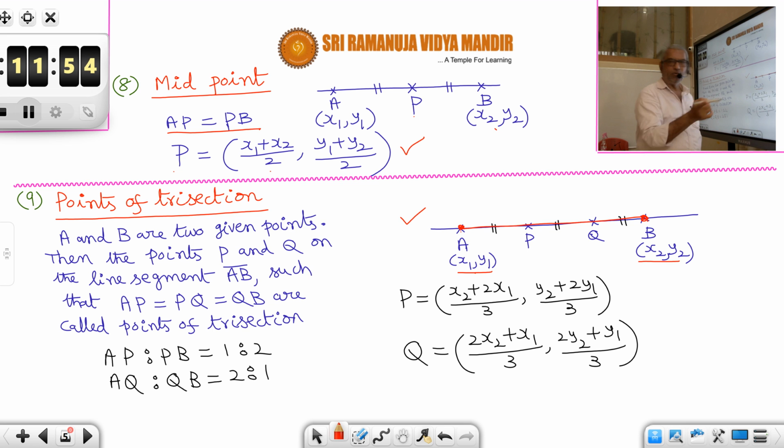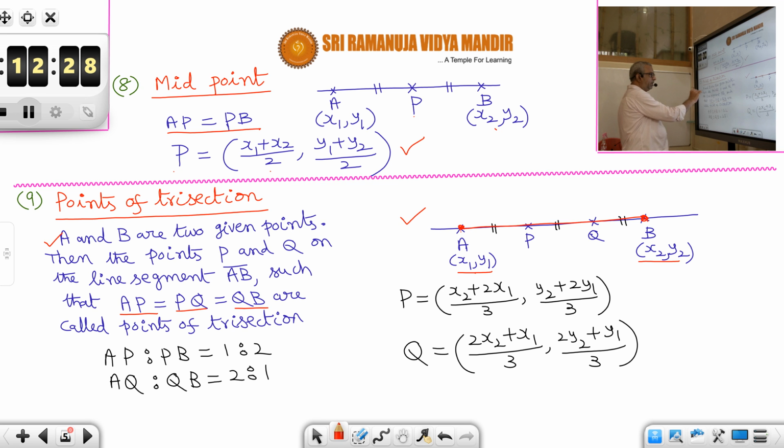So a line segment has got 2 ends. Left end is A, right end is B. So that is what is called a line segment. Is it not? Of some certain length. Okay. Now consider 2 points P and Q in between A and B, such that AP is equal to PQ is equal to QB. Here I have written AP is equal to PQ is equal to QB.